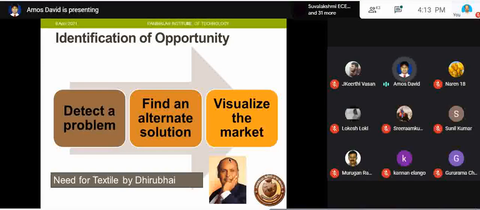Okay, so Dhirubhai Ambani, the father of current Ambanis Mukesh and Anil Ambani, saw an opportunity. What opportunity? There was a need for textile in the country. All the textile was being imported from foreign countries, so he wanted to manufacture his own brand.